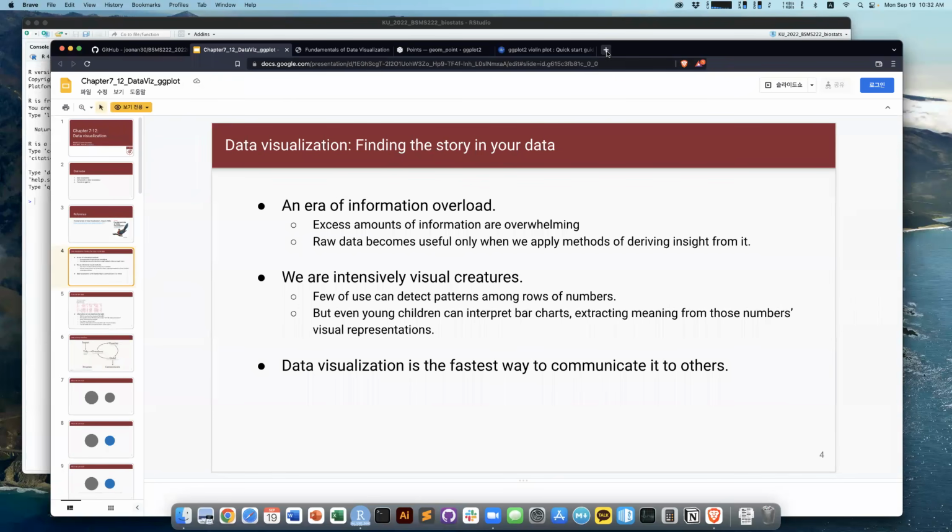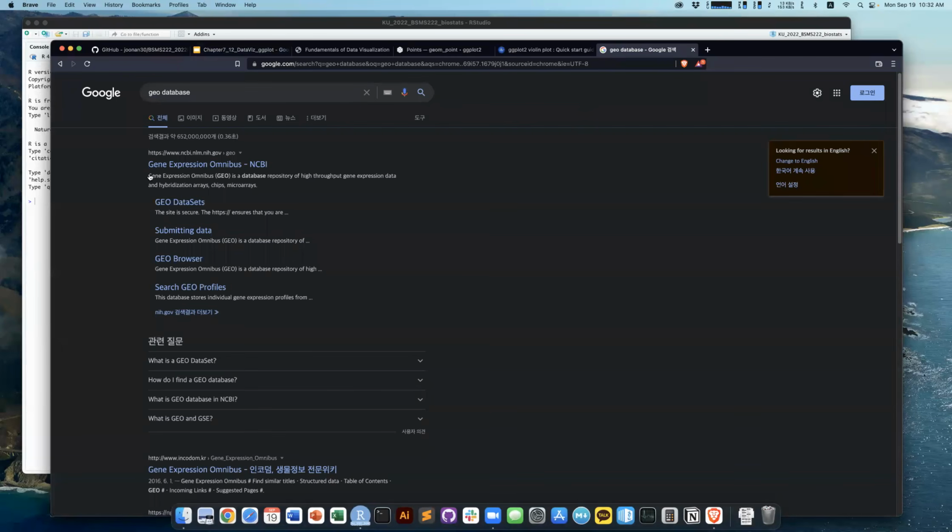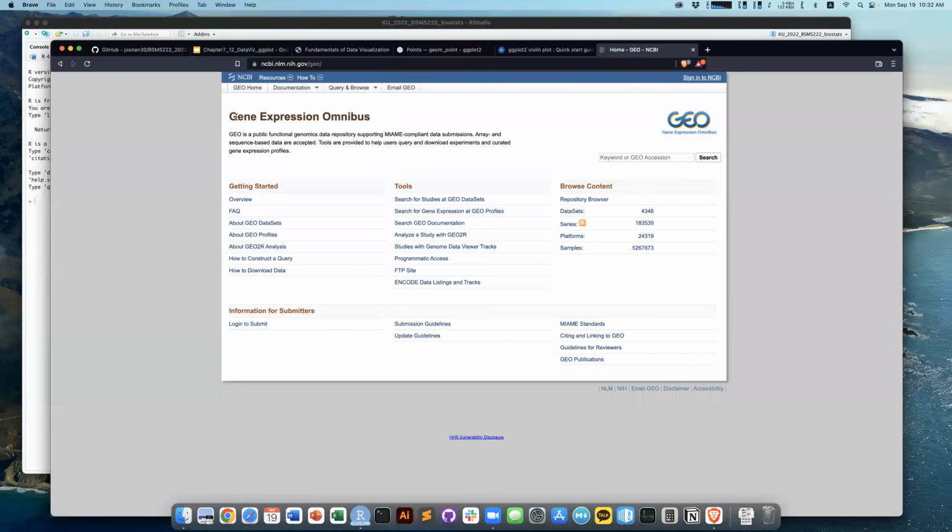One of the examples I can point to is this database called GEO. The full name is Gene Expression Omnibus. If you click here, you go to the Gene Expression Omnibus. This GEO database is a public functional genomic data repository, and you can get raw data from this database, right?